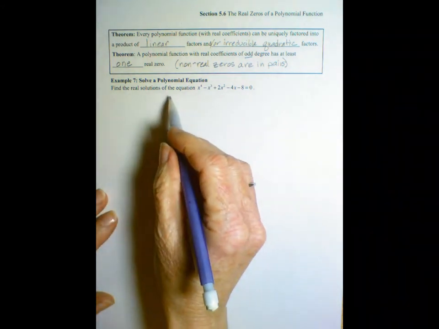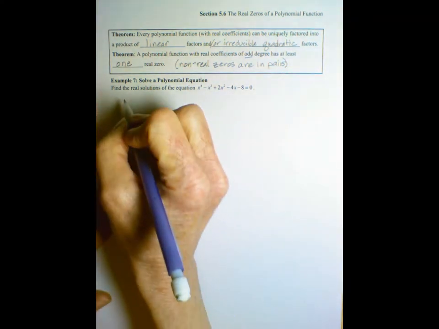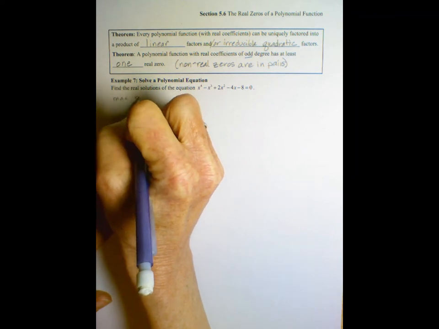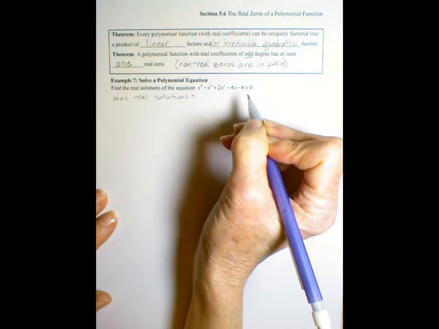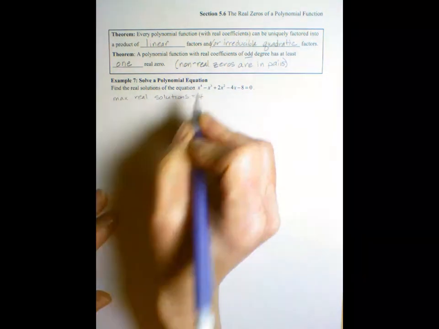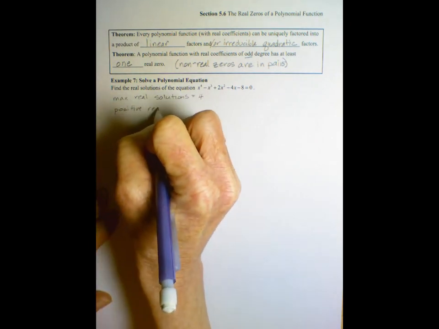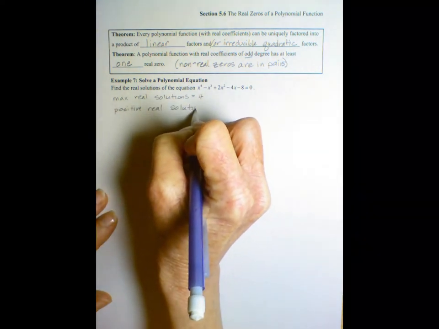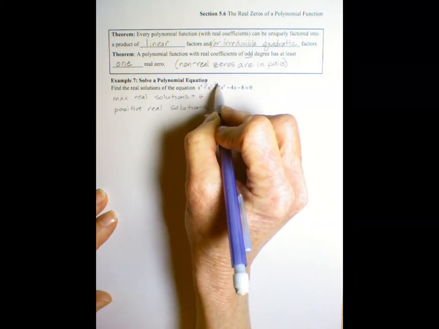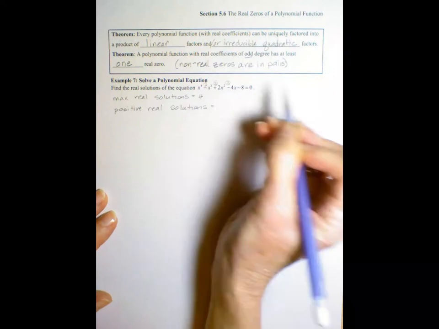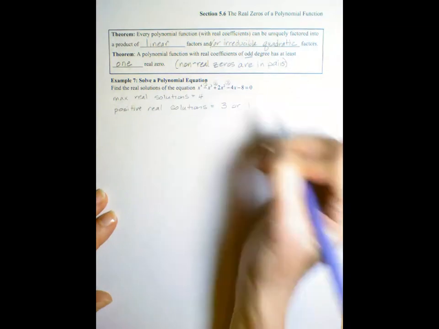Okay, find the real solutions of this equation. Of course, that's the same as finding the real zeros of a function. The maximum real solutions would be what? 4. That's our degree of the polynomial. Positive real solutions. Count the sign changes. Positive to negative, there's 1. Negative to positive, 2. Positive to negative, 3. Negative to negative, no change. So 3, or if we have a pair of non-reals, 1.